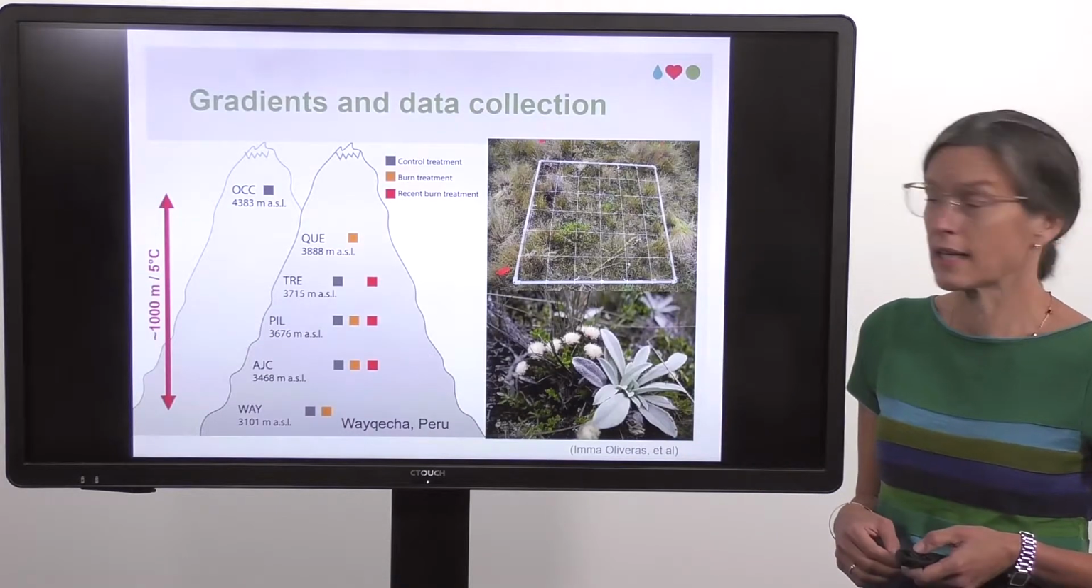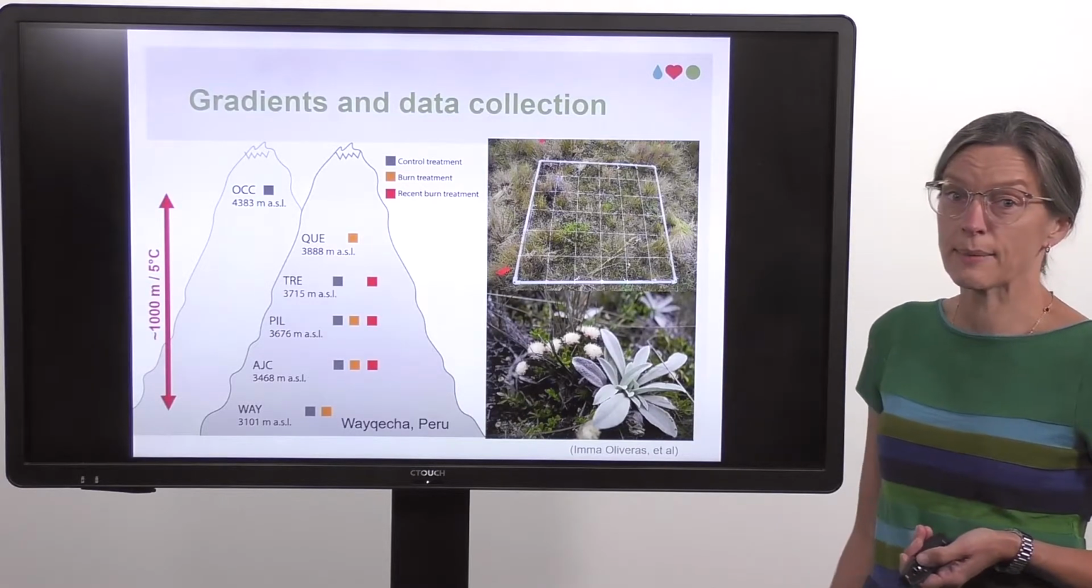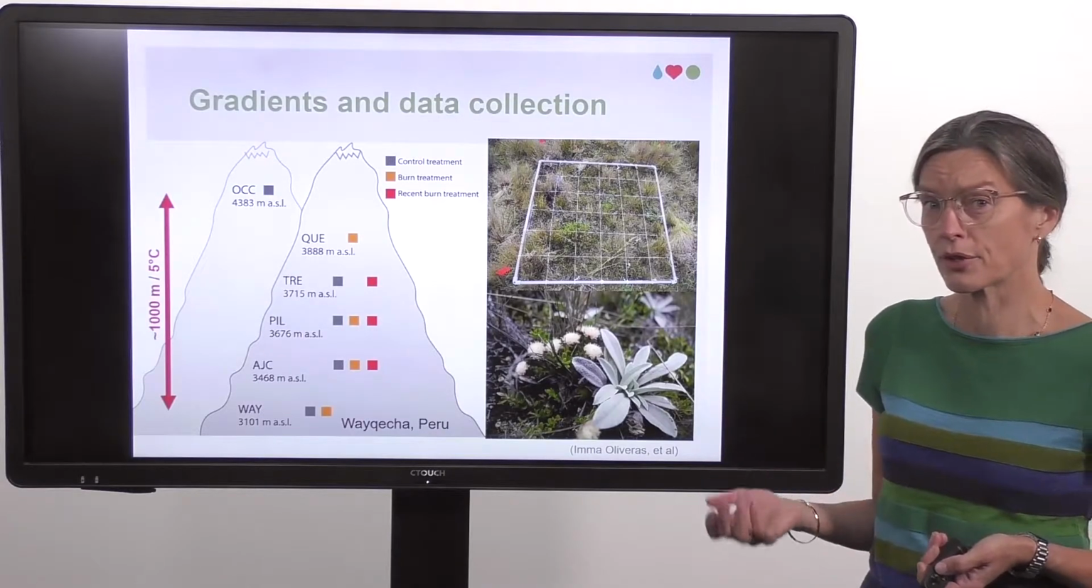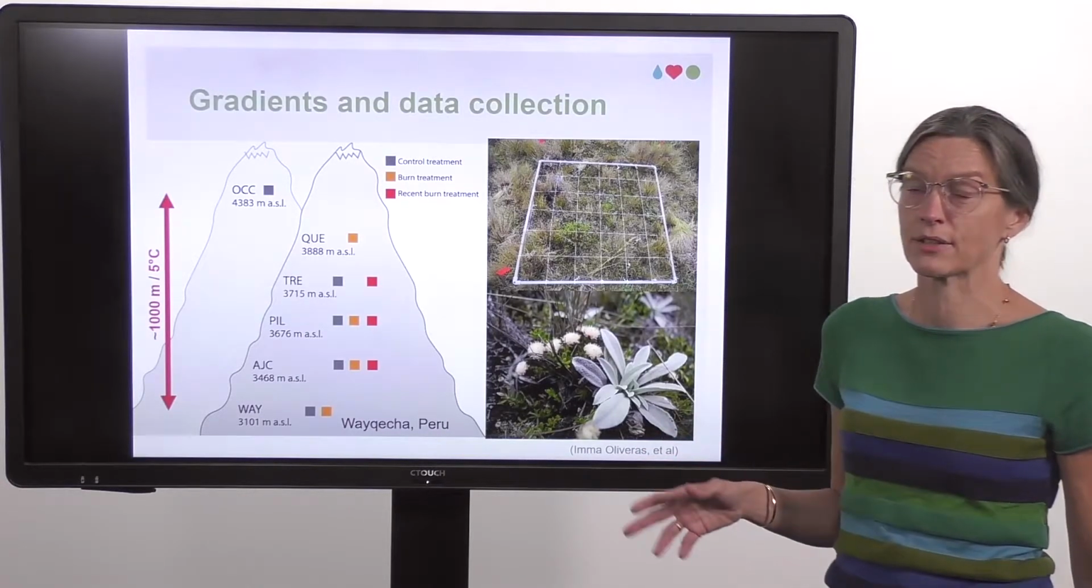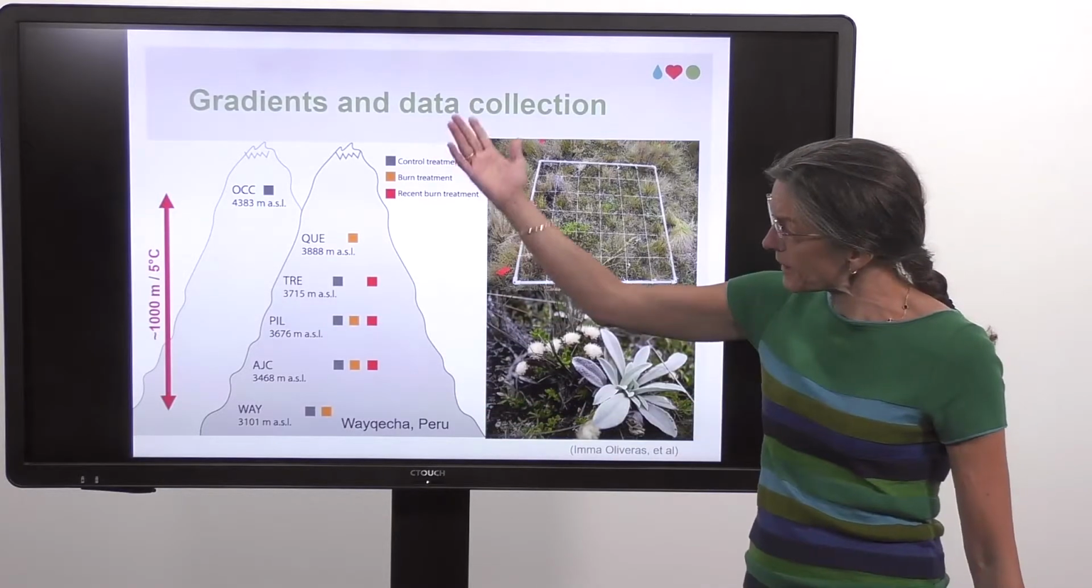For example, this is from Peru, and here we studied fire. We also studied climate change. We studied bird cliff effects in the Arctic. We studied drought. I'm not going to talk about all these details today. I'm just going to talk about the altitudinal gradients. But we set up these altitudinal gradients.